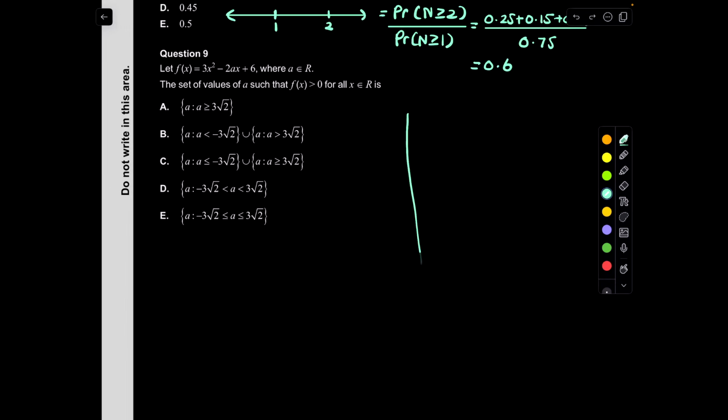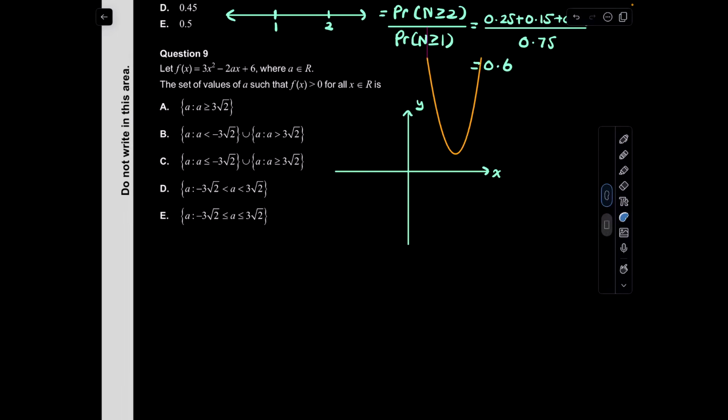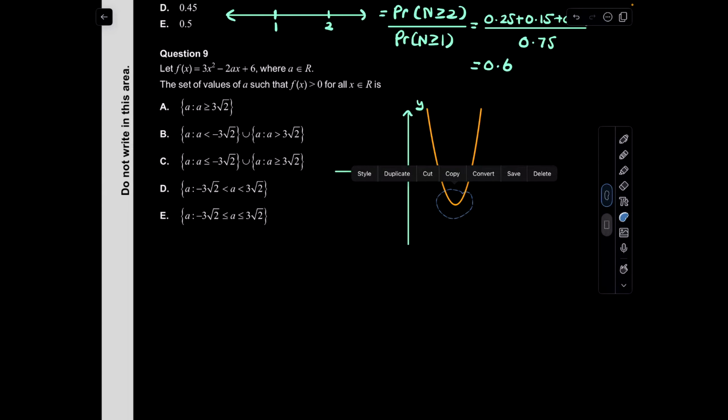Okay, let's visualize this. Say this is your x and this is your y. Let's draw this parabola. We know it's a minimum parabola, and it could be anywhere, so let's say it's like this. If we want f of x to always be greater than 0, meaning it has to be always above the x-axis, not on it, because that would be f of x greater than or equal to 0, what really makes it that?